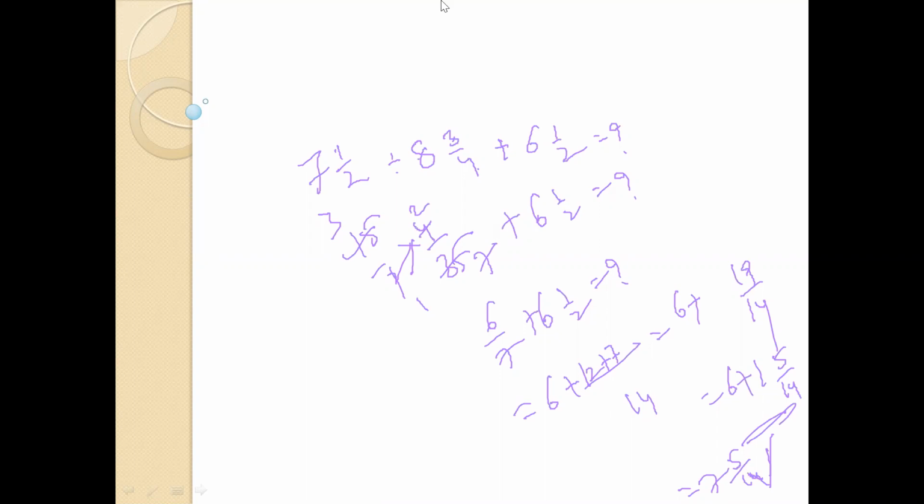Next one is divisions. 2 divided by 4 divided by 2. What is the value of this one? 2 divided by 4 into 2. 2 gets cancelled. 1 by 4 is the answer of this one.